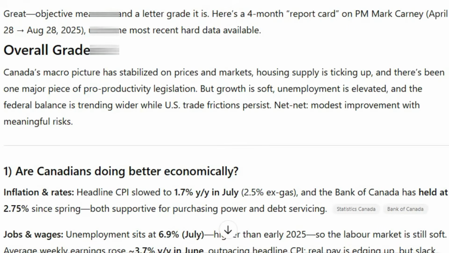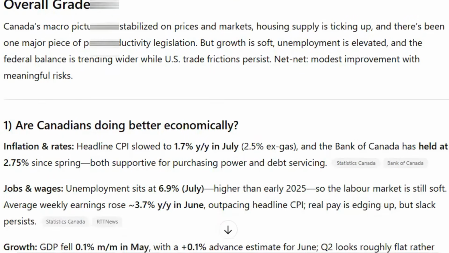So there it is. You have it, guys. Our overall grade coming straight from ChatGPT. Canada's macro picture has stabilized on prices and markets. Housing supply is ticking up. There's been one major piece of pro-productivity legislation, but growth is soft, unemployment is elevated, and the federal balance is trending wider while US trade frictions persist. Net, modest improvement with meaningful risks.